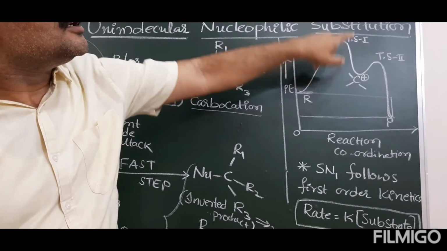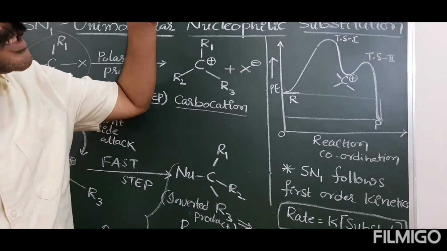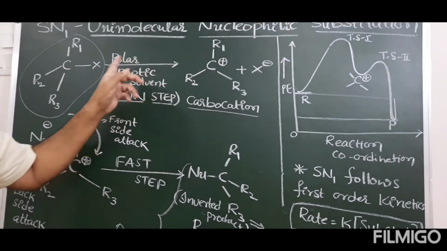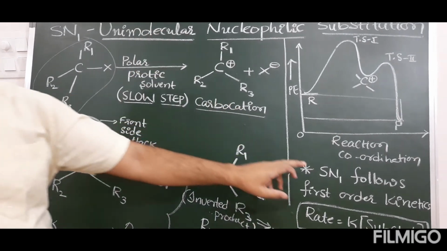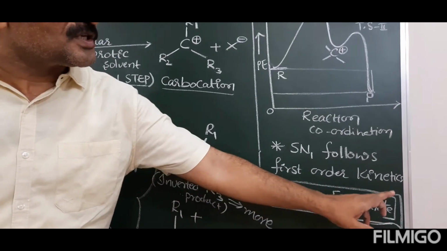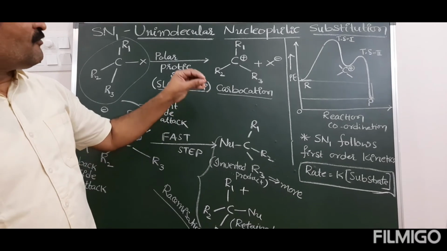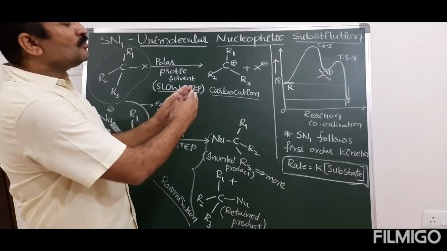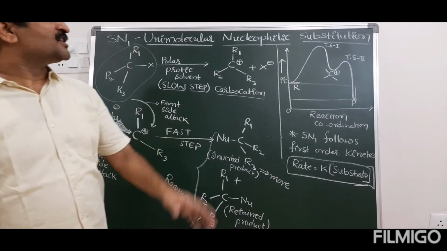The more the height, the more the energy required. Less is the tendency to participate in the reaction. That's why this step is a slow step. SN1 follows first order kinetics. Rate is equal to k into substrate. This is all about the SN1 reaction. And finally, we are going to compare SN1 and SN2 within one minute.